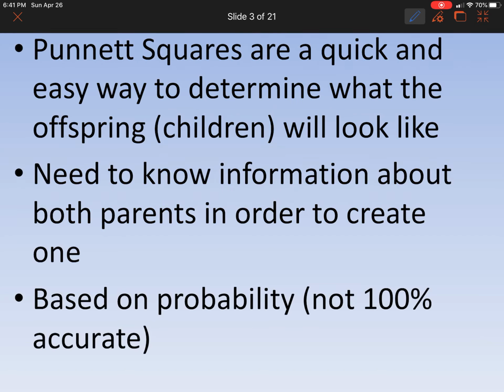Now, Punnett squares are a quick and easy way to determine what the offspring, and offspring is just another word for children, will look like. Before you can do a Punnett square, though, you need to know information about both parents in order to create one. So this would likely have to be given to you in a question. It's based on probability, so it's not 100% accurate. This is sort of our best guess in terms of how the genetics are going to work.